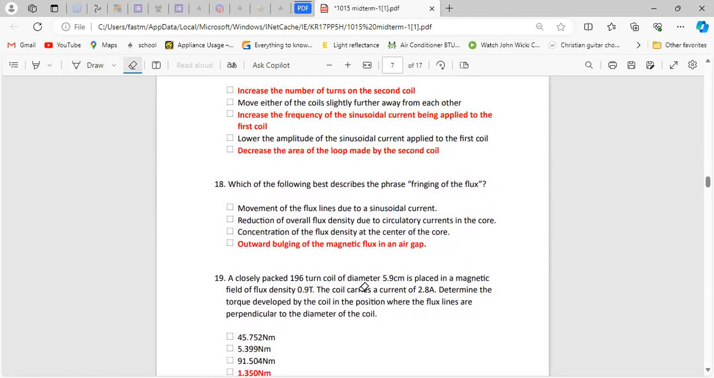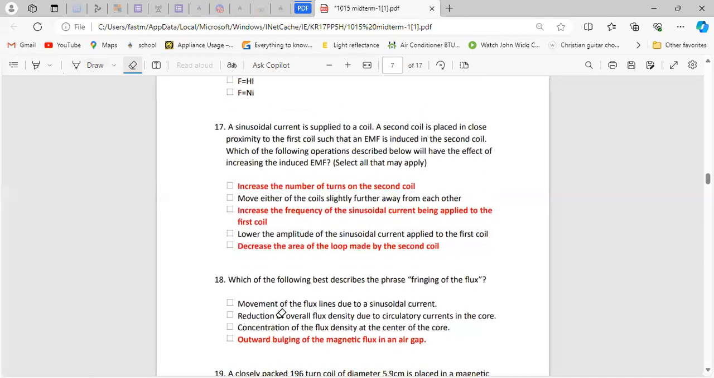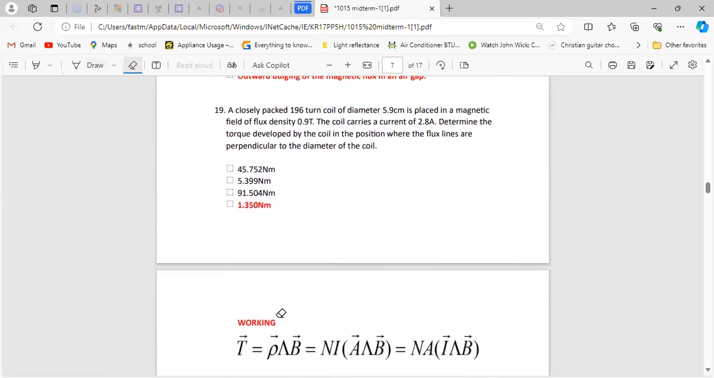I think I introduced fringing to you all already. Fringing is when you have the air gap, some flux will leak outside. It will bulge outside. The majority will go through here, but some of it will bulge outwards. That outward bulging is called fringing or the fringe effect. So it's the outer bulge of the magnetic flux in the air gap here.